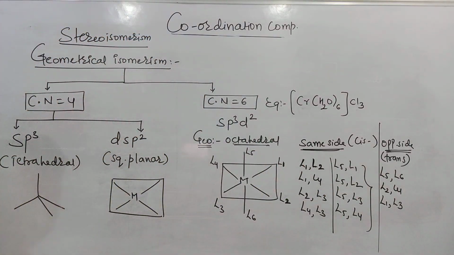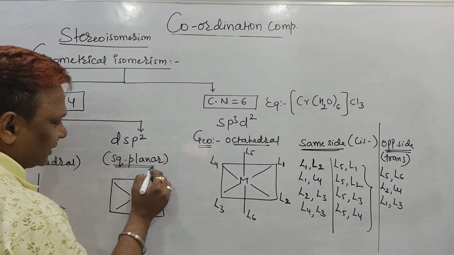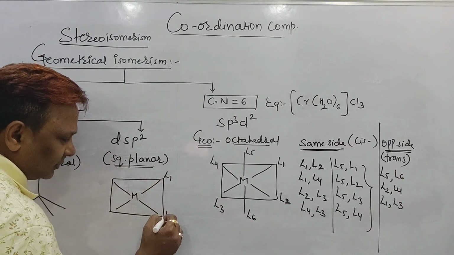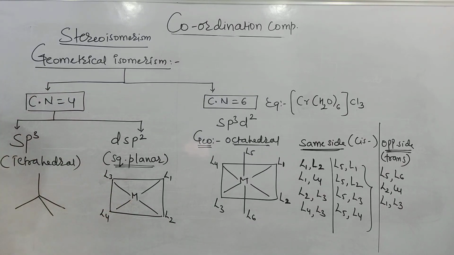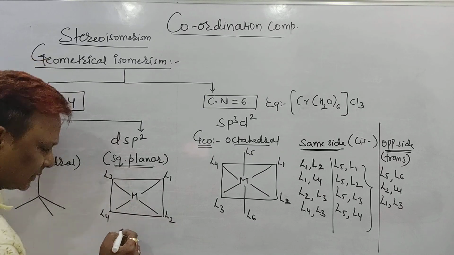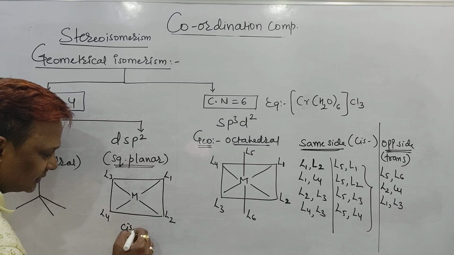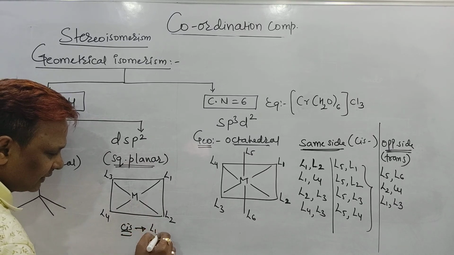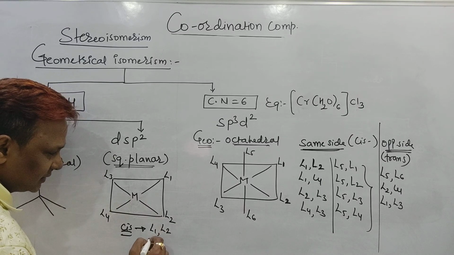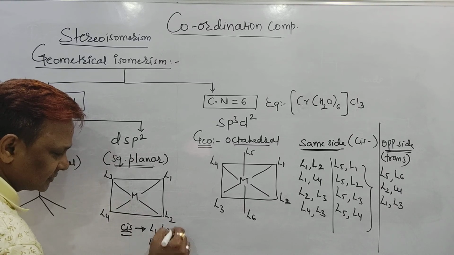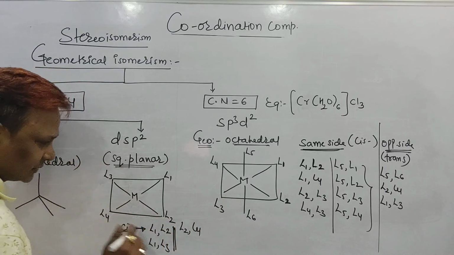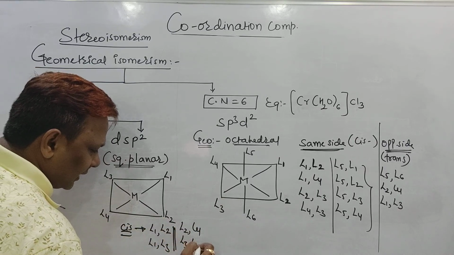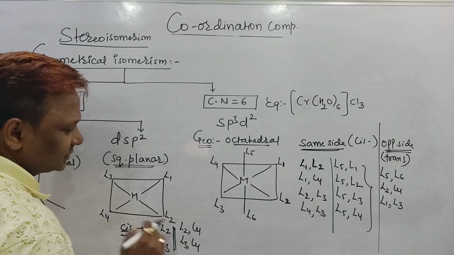Second, come here. But in square planar, check it here. Sir, L1, L2, L3 and L4. Can you tell me what the cis isomers are here? So cis isomers mean L1, L2 is cis. L1, L3 is cis. L2, L4 is cis. And L3, L4 also cis.